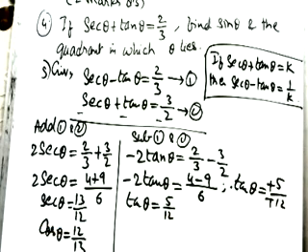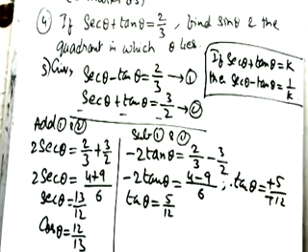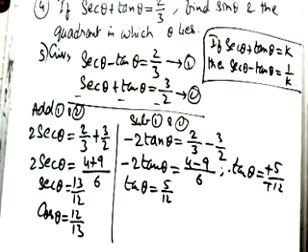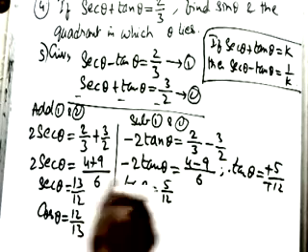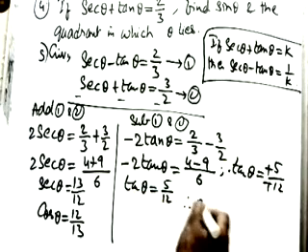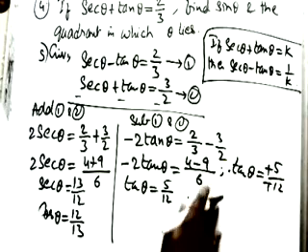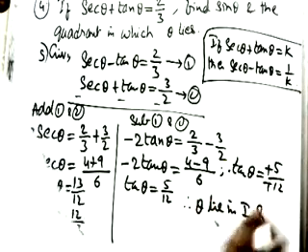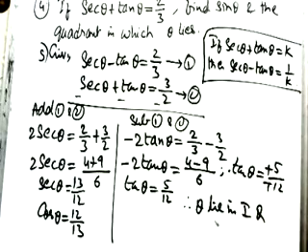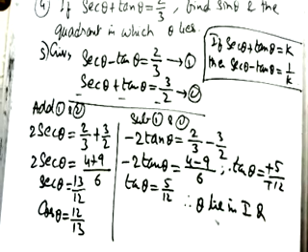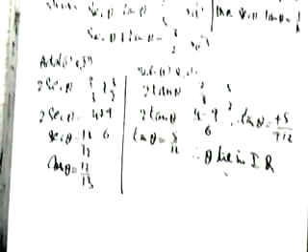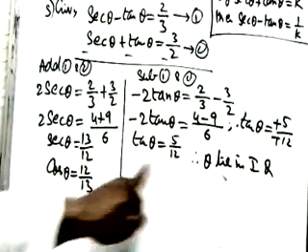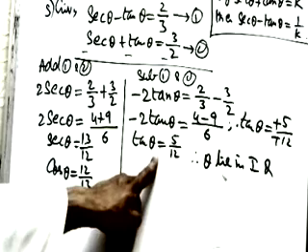You see here, cos theta is positive and tan theta is also positive. In which quadrant are both positive? The first quadrant. So we can write that theta lies in the first quadrant. This is the first thing. Now let me find the value of sine theta. Why do we have to find both? Because to see the quadrant.